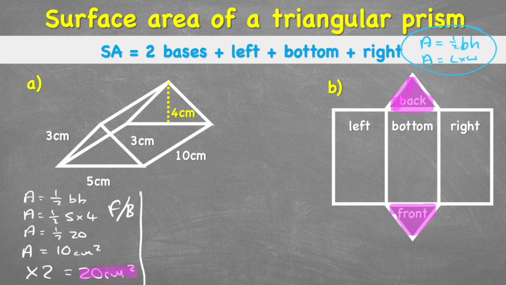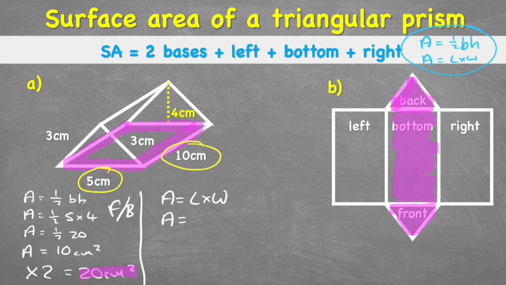Okay, now I'm going to start with my rectangles. I'm going to start with the bottom, and I can see that the bottom is marked out here. So now I've just got to identify the measurements, and I can see that I'm going to be using the 10 centimeters and the 5 centimeters. So the formula for a rectangle is area equals length times width. So therefore area equals 10 times 5, or in other words, area equals 50. But 50 what? That's right, centimeters squared. Awesome, and that was my bottom, giving me 50 centimeters squared.